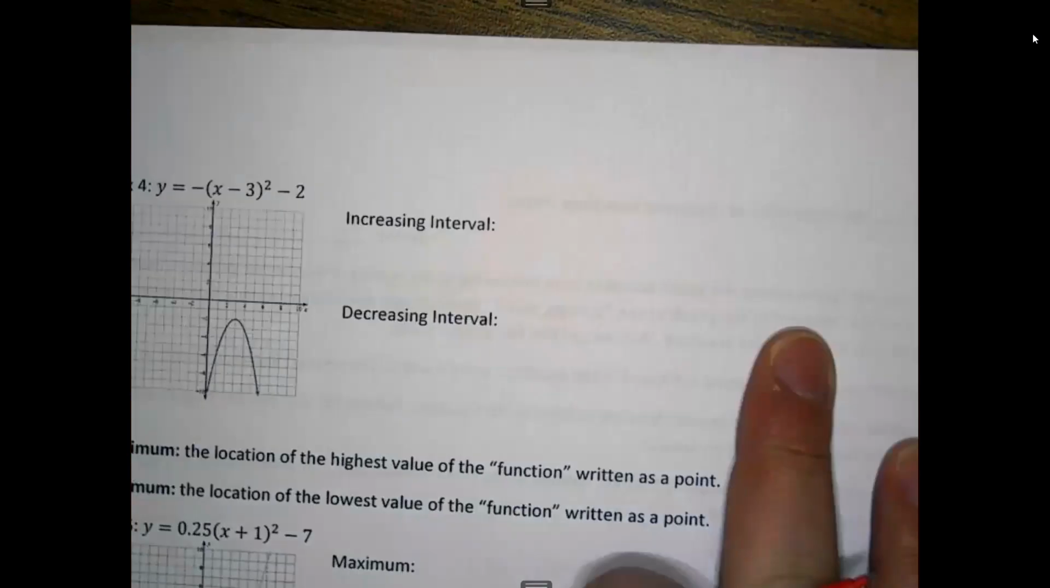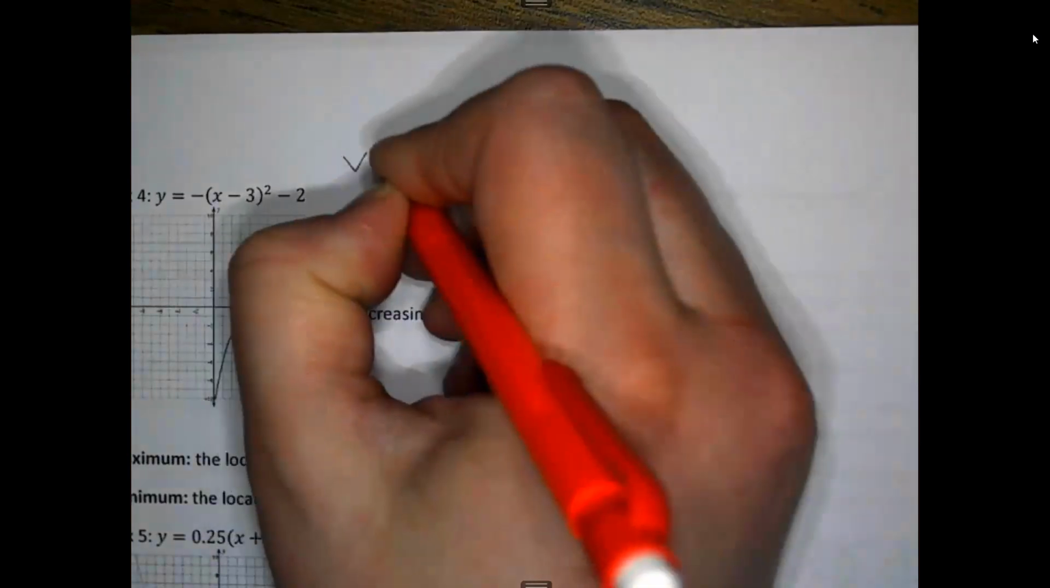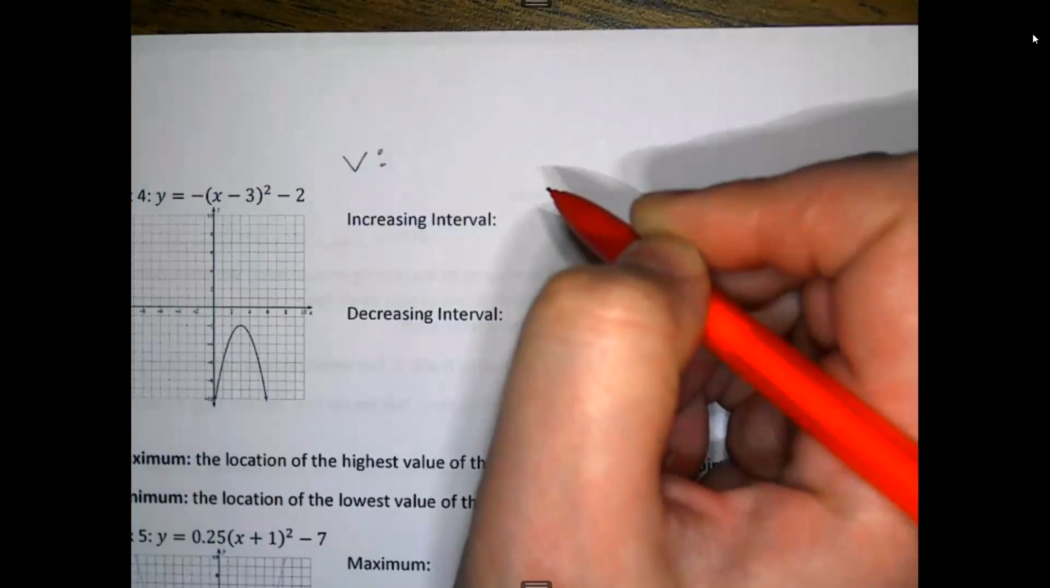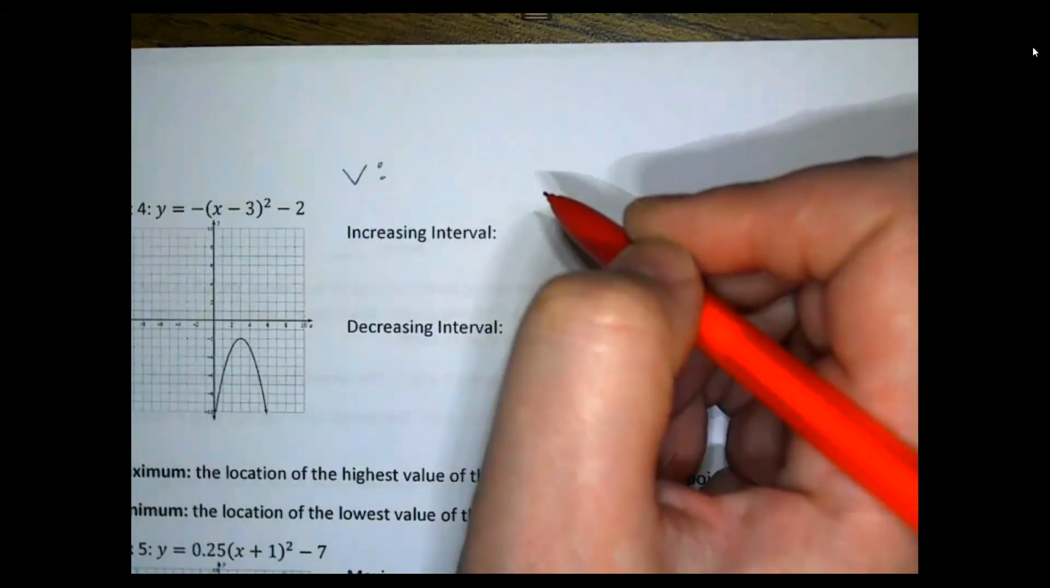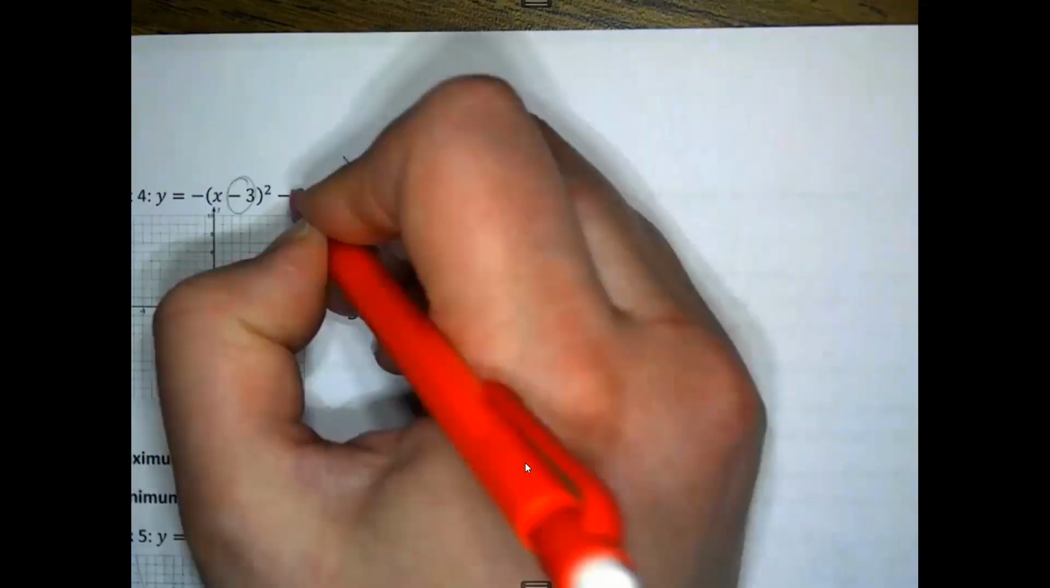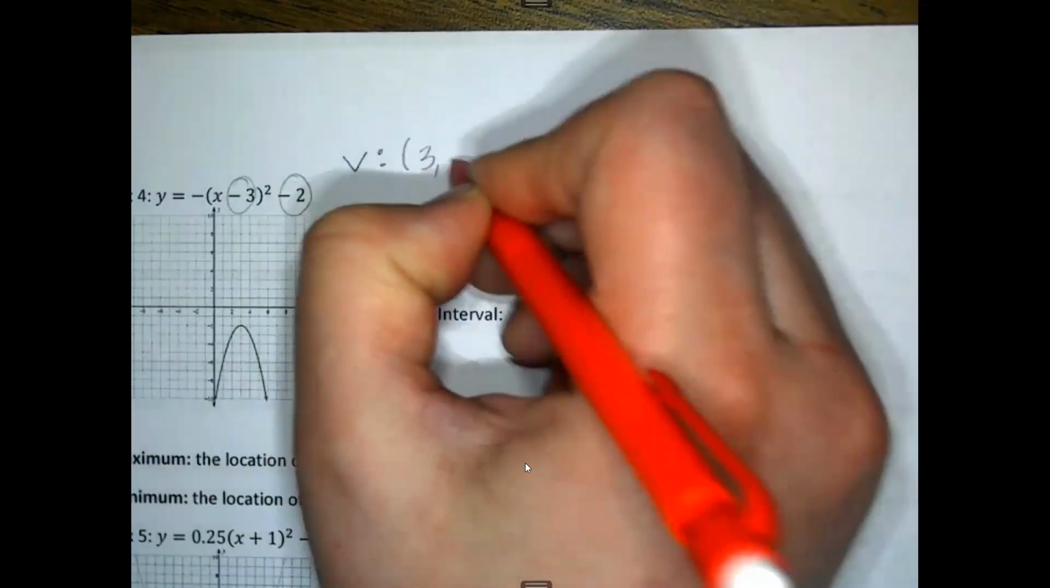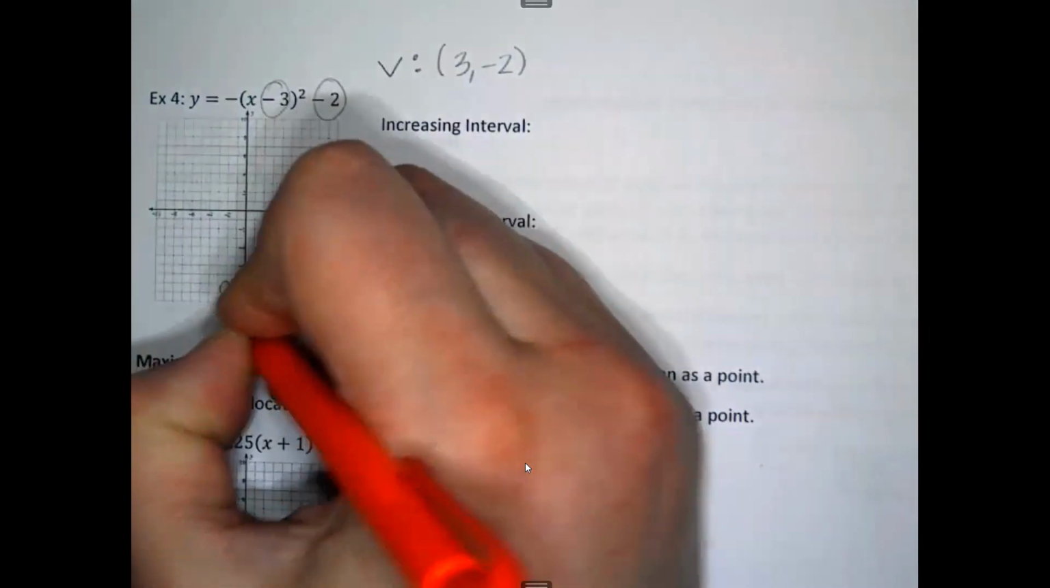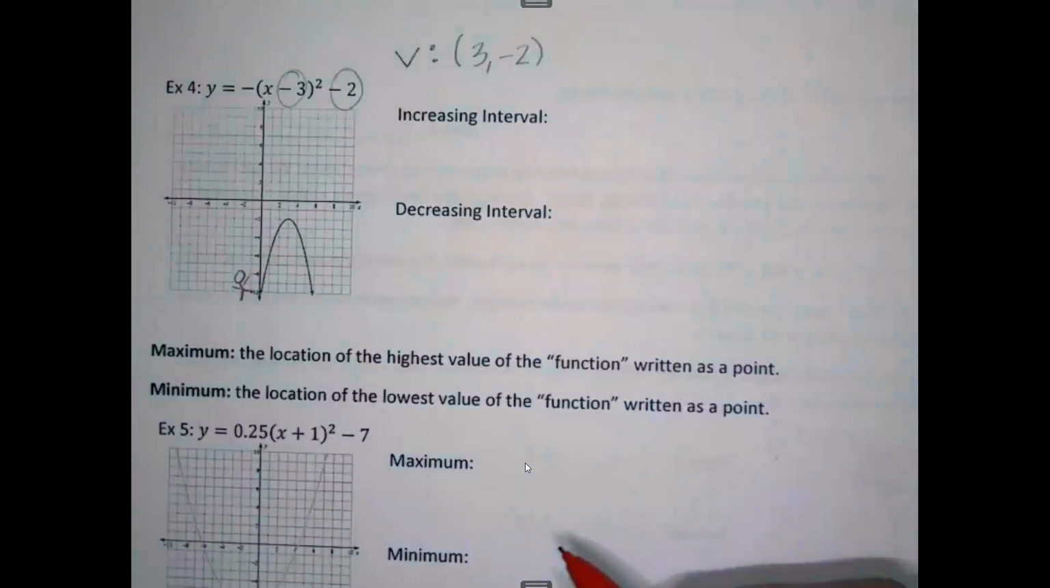All right, we have another increasing and decreasing. So let's write the vertex. What is the vertex? 3, -2. I agree. So we got +3, -2. Okay. All right, so we're going to put our stick figure over here. We know that increasing and decreasing is always the x values.